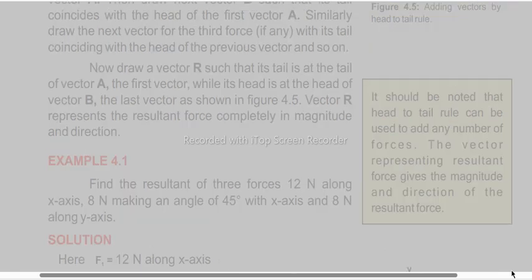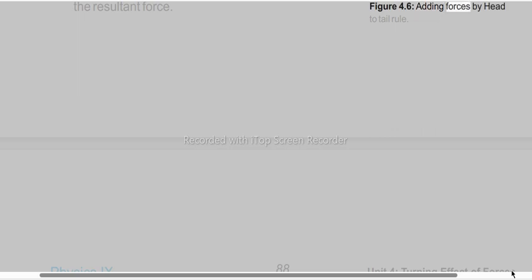Figure 4.5, adding vectors by head-to-tail rule. Figure 4.6, adding forces by head-to-tail rule.